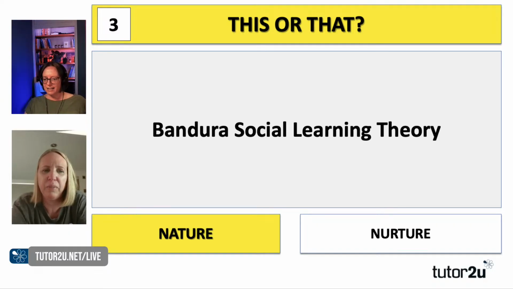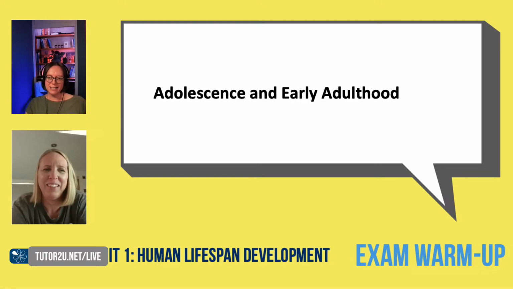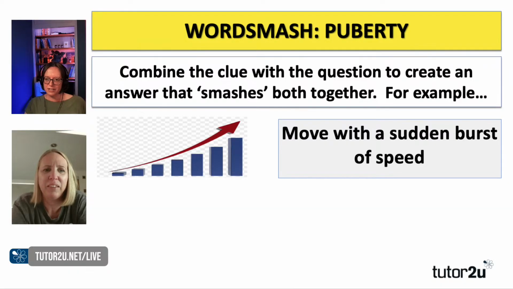Okay, let's have a look at the next one then. Right, we're going to go into adolescence and early adulthood now, Lynn. So I will pass over to you for this first activity. Okay, so we've got some more fun ones actually. We wanted to make this evening a bit more lighthearted for you. So we're thinking about puberty, and we want you to think about the picture on the left with the question or clue on the right to create a word that smashes both of those together.